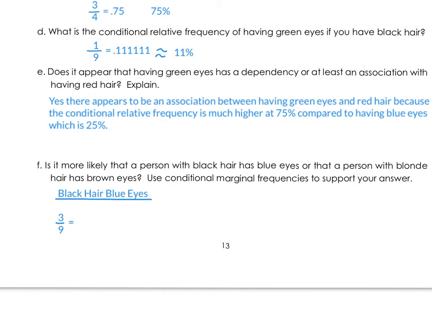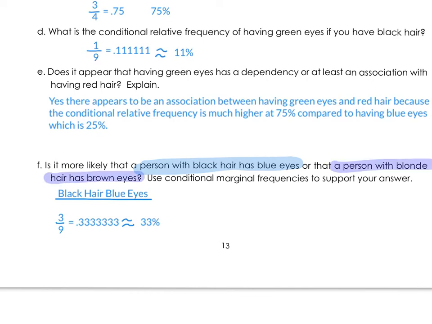So to keep my thinking straight, I wrote the black hair, blue eyes title because that was what we're looking at in this first part here. With person with black hair has blue eyes. So that's the one I'm writing in blue. 3 out of 9, that's 0.3 repeating. So approximately 33%. Now we need to look at the other condition that they talked about.